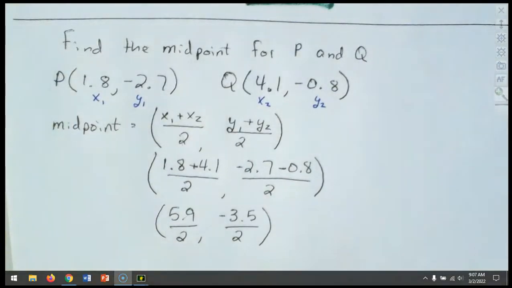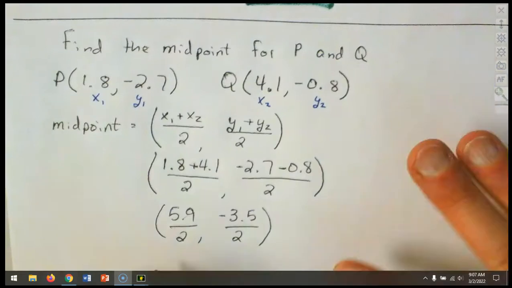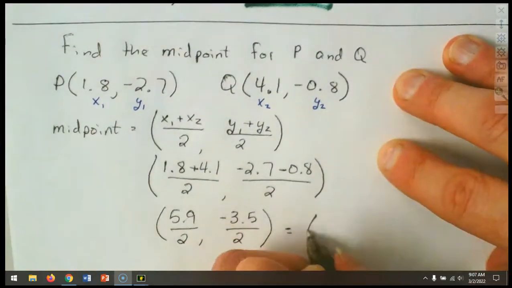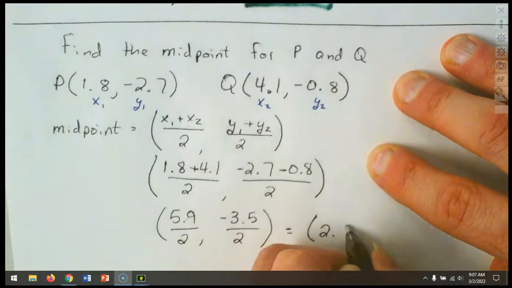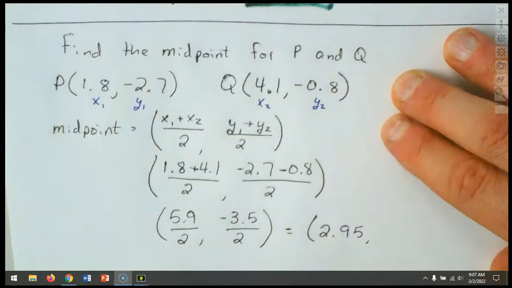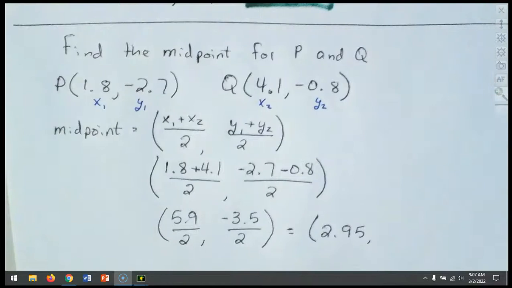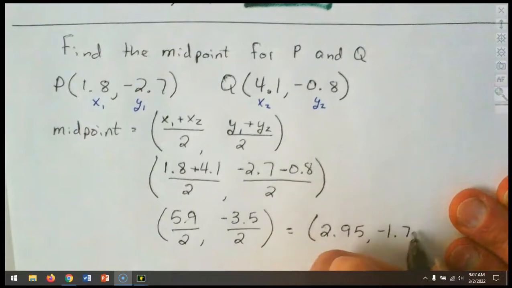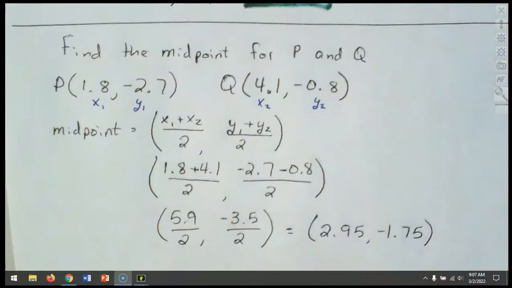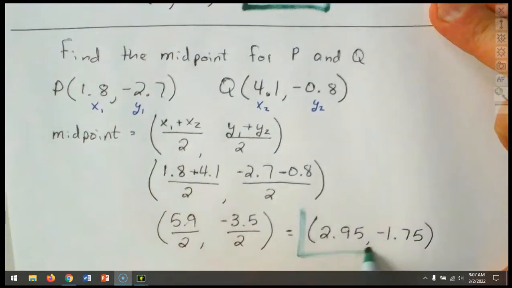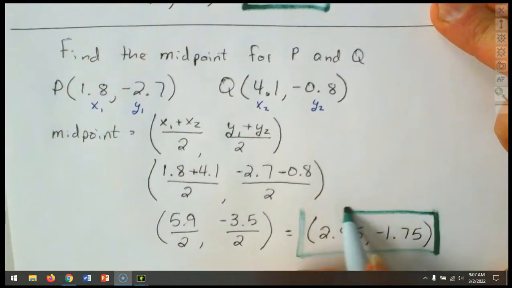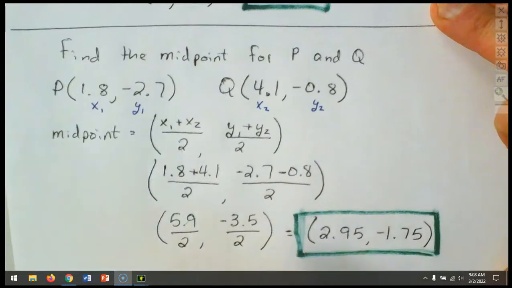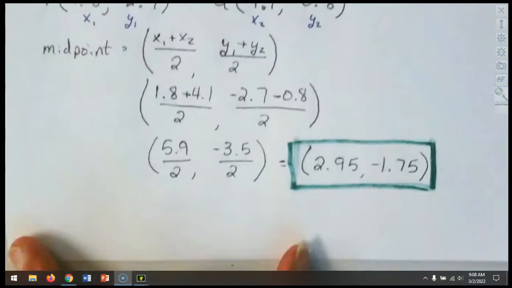And we can go ahead and break them all the way down to the resulting decimal. So 5.9, divide that by 2, break it down. That then comes out to be 2.95, and the other one is a negative 3.5, divide that by 2, that's going to be a negative 1.75. So there is your midpoint. And we got that by adding the ordered pairs together and then dividing by 2.